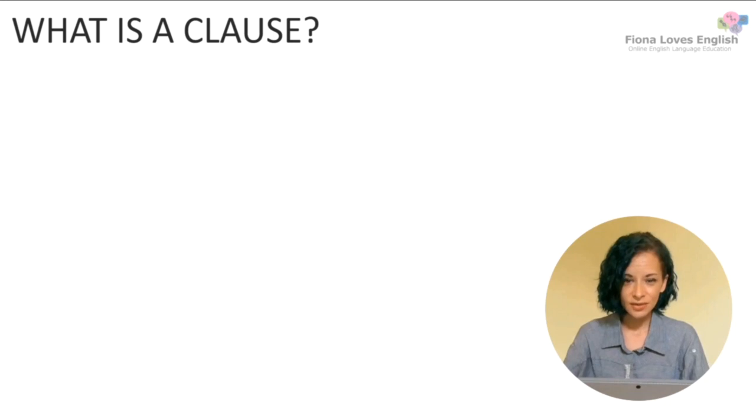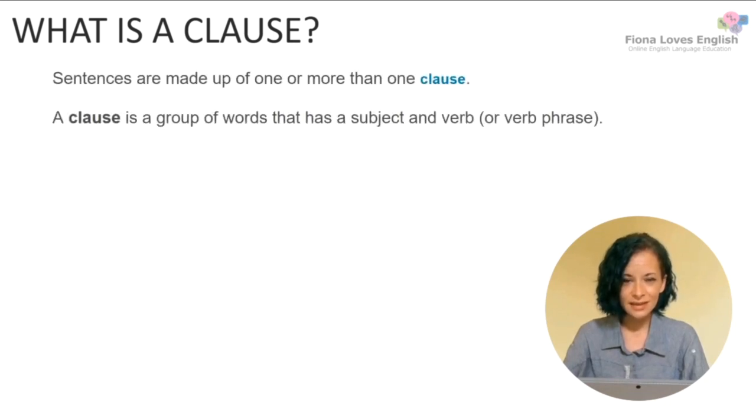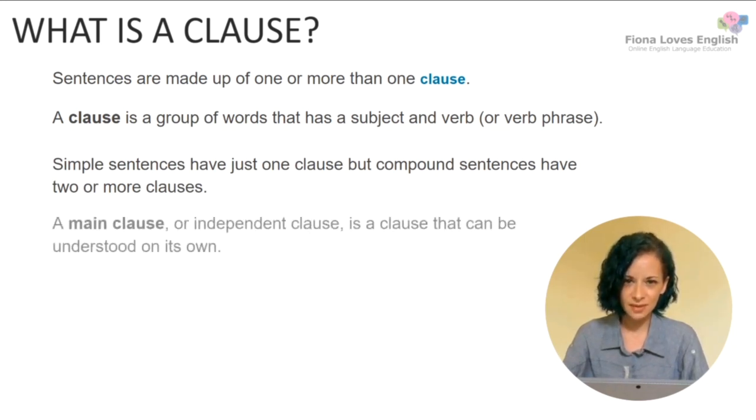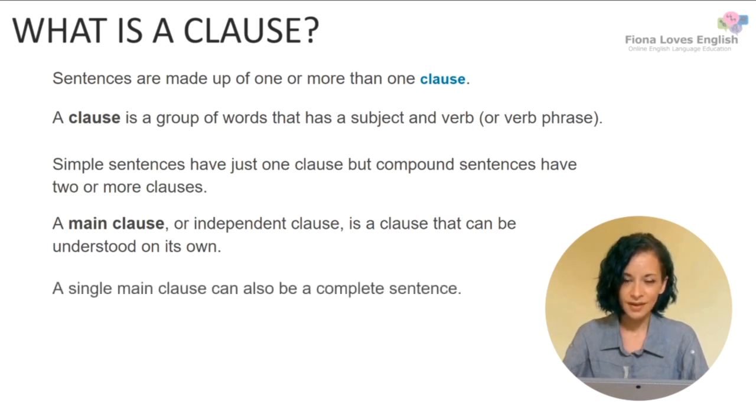A clause is a group of words that has at least a subject and verb, or verb phrase. Simple sentences have just one clause, but compound sentences have two or more clauses. A main clause, or independent clause, is a clause that can be understood on its own. Therefore, a single main clause can also be a complete sentence.